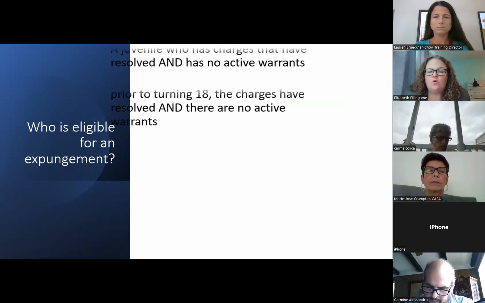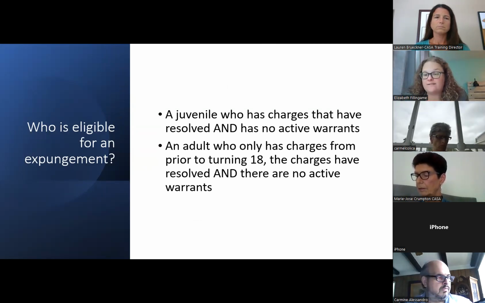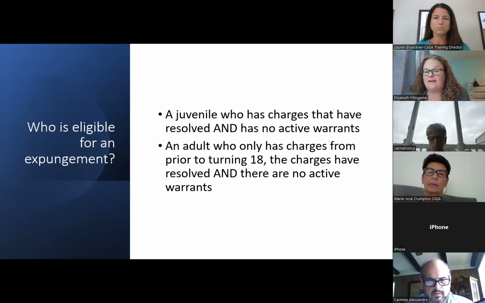Okay. So who's eligible for an expungement? A juvenile who has charges and those charges have resolved somehow and they have no current active warrants. So if a youth has charges and they're pending, that means the court hasn't resolved them yet. And so we don't know yet what kind of expungement they would be eligible for. So we can't do anything with that.